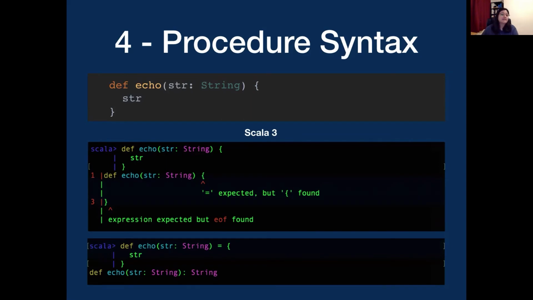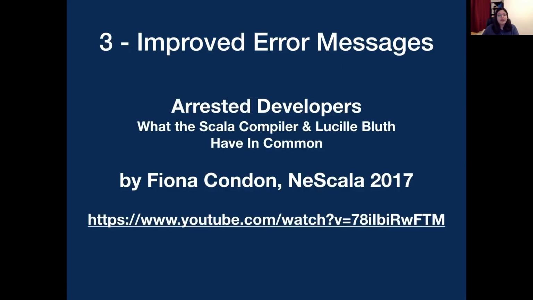And we are going to see this example again in the next feature that we are going to discuss. So feature number four is procedure syntax. Let's move on to number three. Number three is improved error messages. And the Scala team has done a monumental effort to try and make the Scala language more friendly, easier to use. And you can really see how these evolved in time.